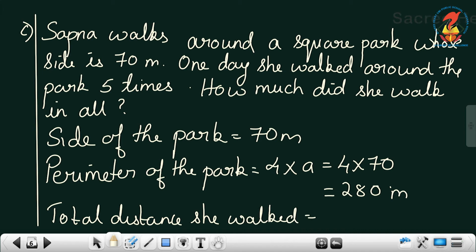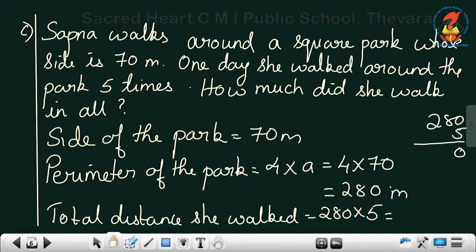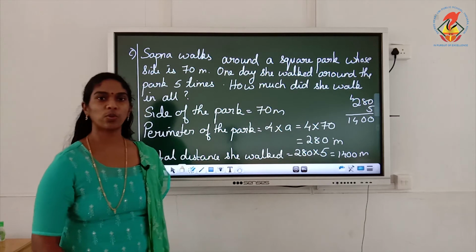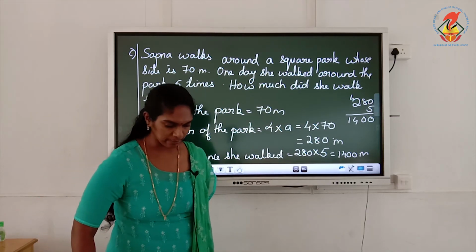This 280 is for 1 round. So, for 5 rounds it is 280 into 5. If you multiply, see what you get. 280 into 5. 5 8s are 40. 5 2s are 10. 1400 meters. So, the total distance she walked is 1400 meters.